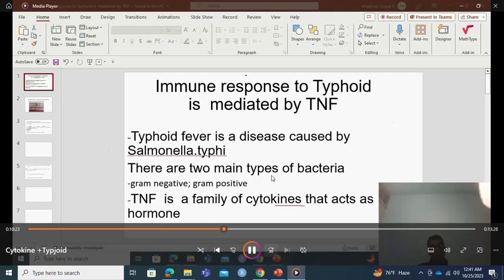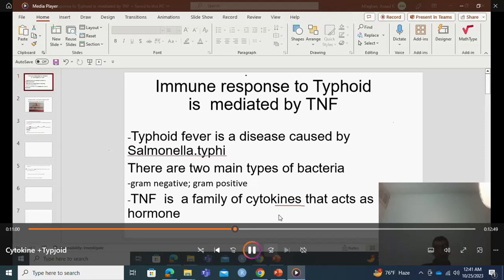There are two main types of bacteria, gram-negative and gram-positive. How does the immune cell recognize or distinguish between these two types of bacteria? Well, this depends on the external material that the cell wall of these bacteria expresses. The gram-negative express lipopolysaccharide, while the gram-positive are recognized by the immune cell by the peptidoglycan, amino acid, and sugar.